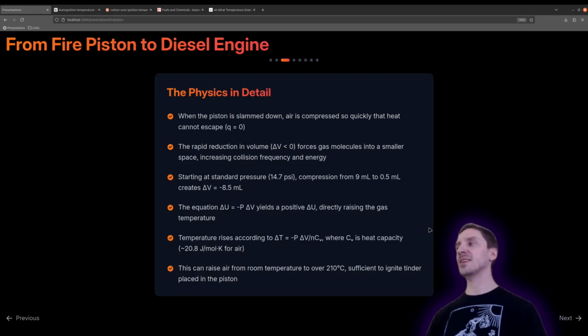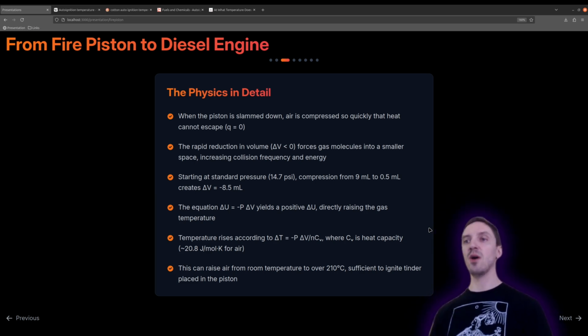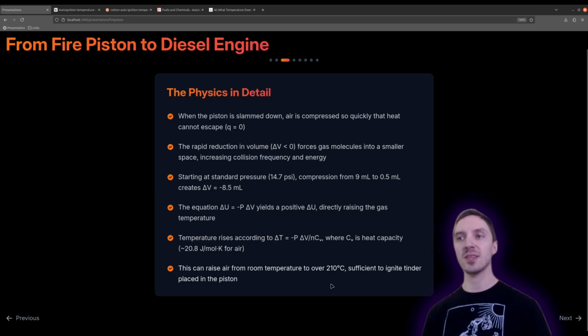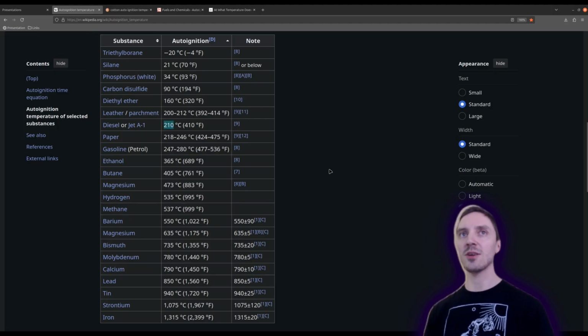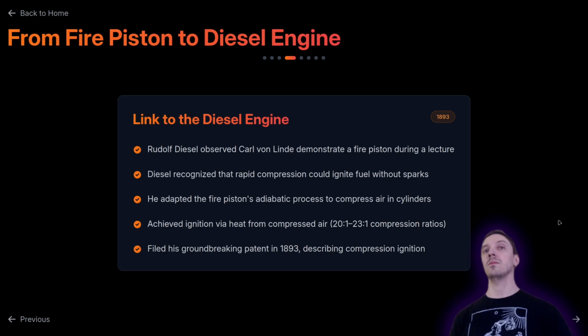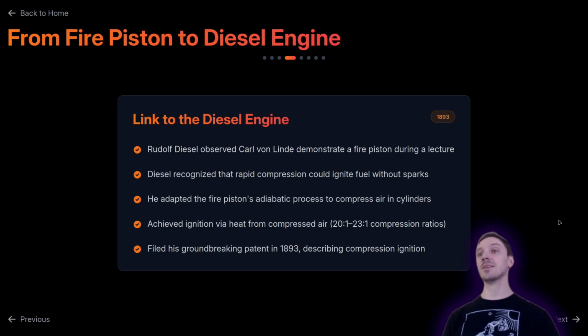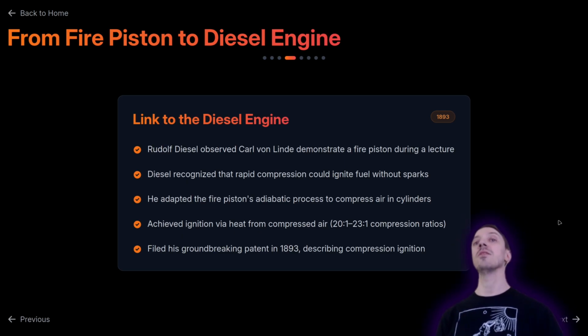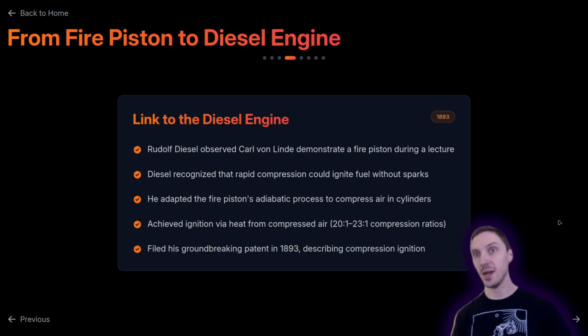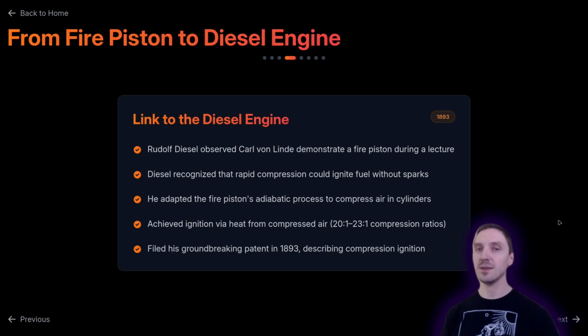And the fire piston is capable of raising temperatures to over 210 degrees Celsius, which is the auto ignition temperature of diesel. Diesel adapted the fire piston's adiabatic process to compress air in cylinders. Rudolf Diesel filed his groundbreaking patent in 1893.